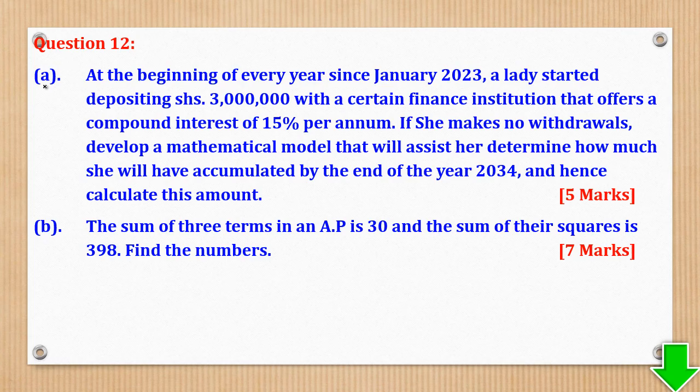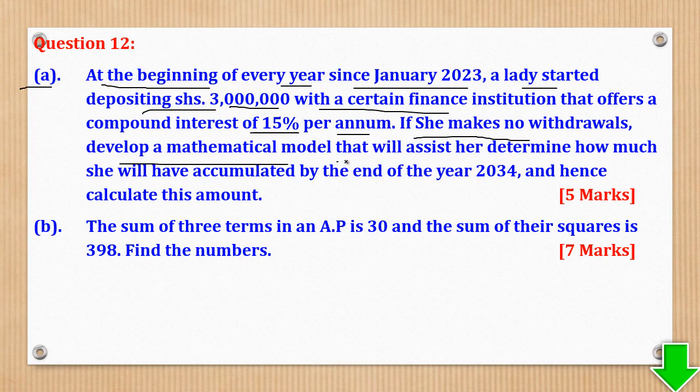So now we shall go to question 12. Part A says, at the beginning of every year since January 2023, a lady started depositing 3 million with a certain finance institution that offers a compound interest of 15% per annum. If she makes no withdrawals, develop a mathematical model that will assist her determine how much she will have accumulated by the end of 2034. Note that word, by the end of 2034, and hence calculate this amount.